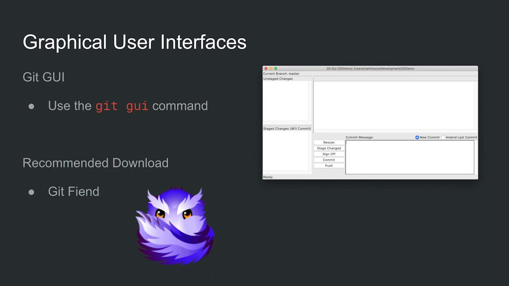And I think we also need to talk about graphical user interfaces. I personally am not a fan of using a GUI with Git. However, if you so choose, you can use the git GUI command, and that will pull up this window so you can start to see a little bit more of a visualization of what we're doing with these commands. Also, it's been recommended to me to use GitFiend. From what I've seen, this is a really, really clean tool that helps you with your Git commands and with your visualization. So if you're interested, I would definitely recommend downloading it.